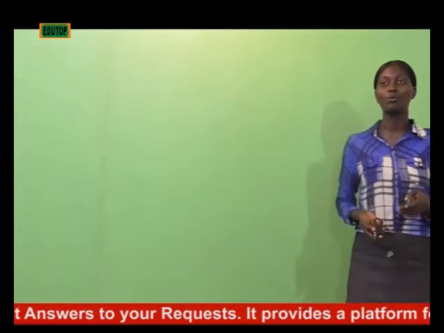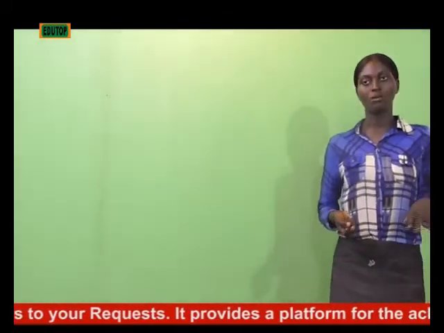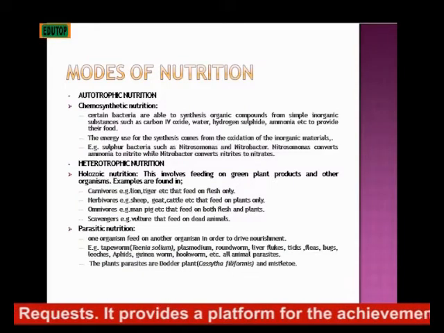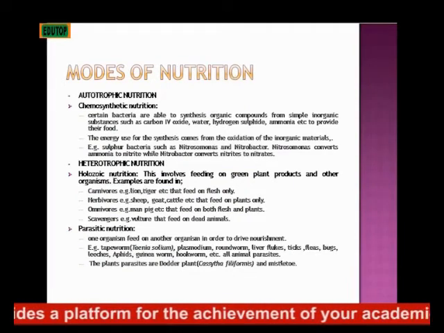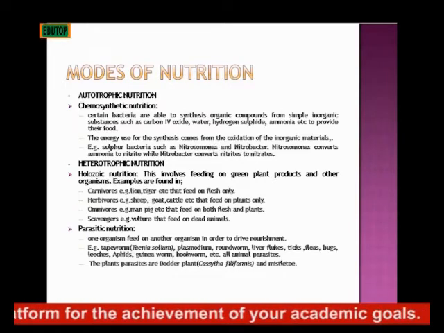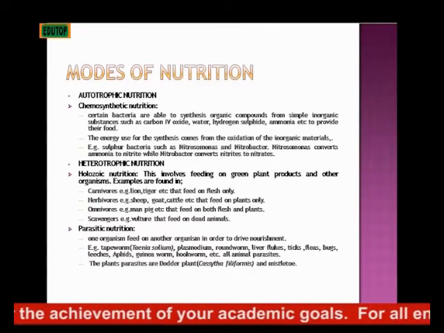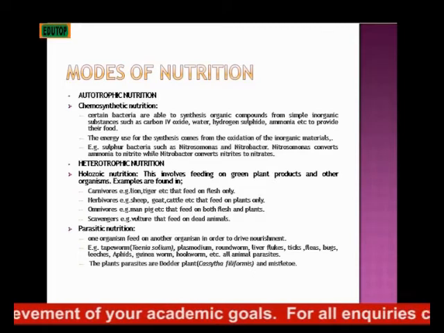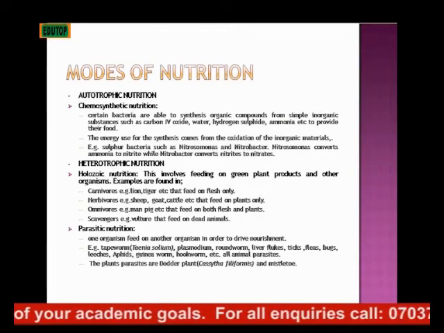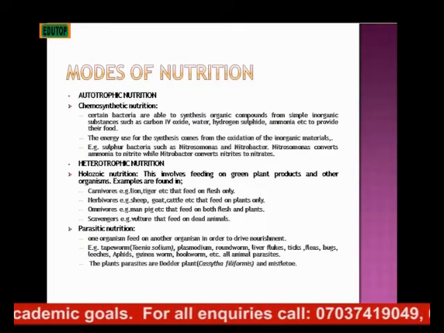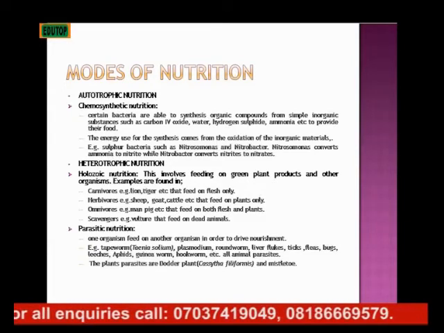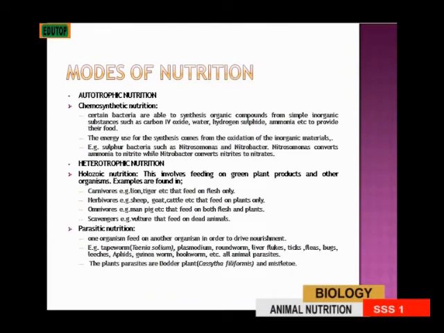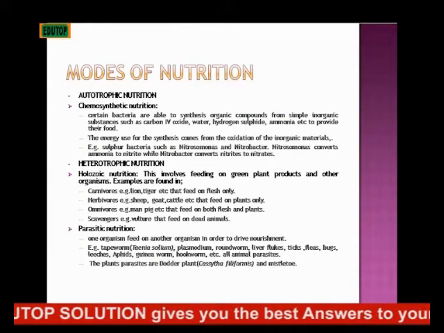Now we'll be talking about the modes of nutrition, various modes of nutrition. Earlier we talked about autotrophic and heterotrophic nutrition. So we'll now talk more about that. And under autotrophic nutrition, I said autotrophic nutrition involves the manufacture of food by some organisms on their own. They manufacture their food in the presence of sunlight by an organelle called chloroplast in them.